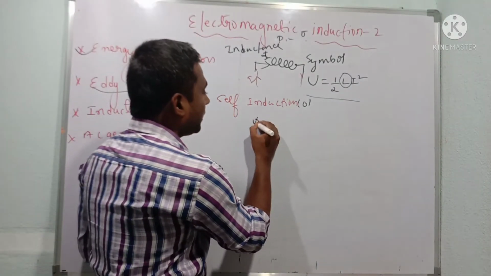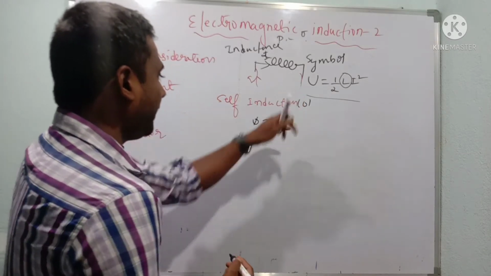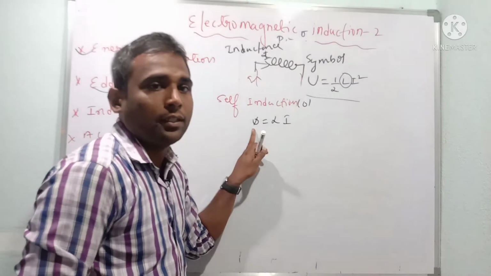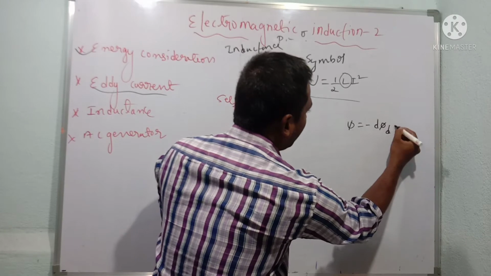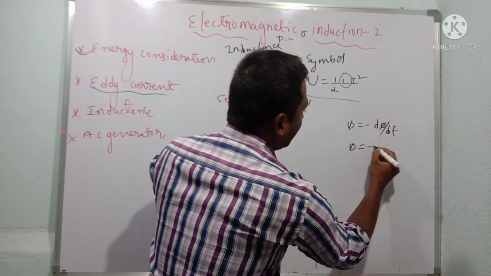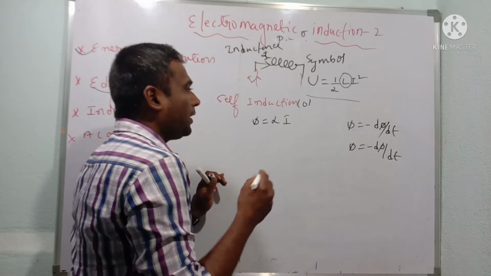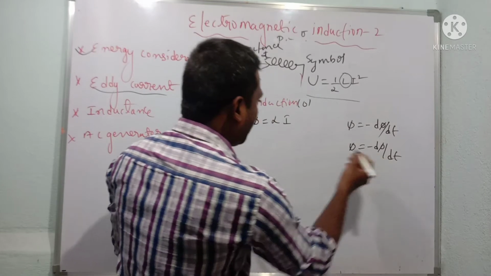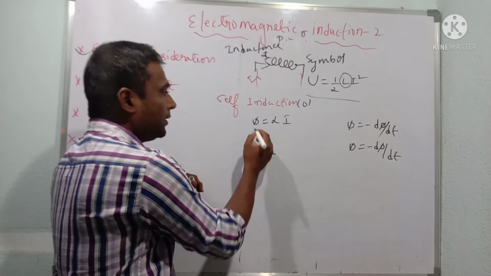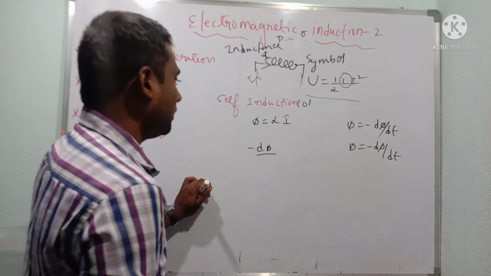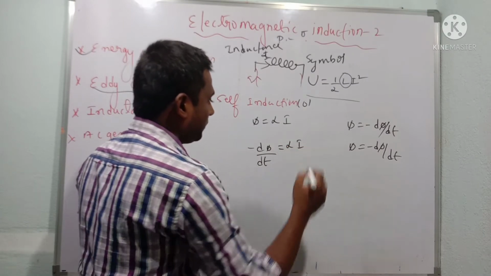So we can write that phi is equal to L into I. We know that according to Faraday's law, the induced EMF is equal to minus d phi B by dt. So numerically we can write it as minus d phi B divided by dt. Similarly, I am going to write phi is equal to L into I, so that it becomes d by dt of L into I.